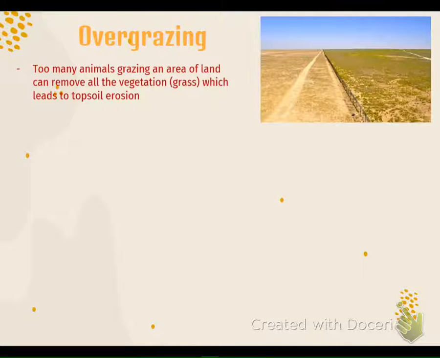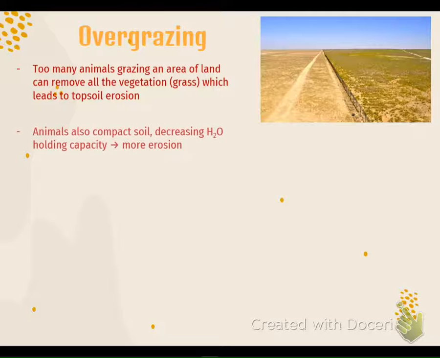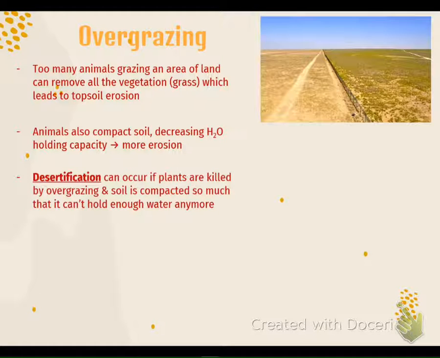However, we can get overgrazing if we have too many animals there. They will remove all the vegetation, which leads to topsoil erosion, the tragedy of the commons. Animals walking over the land can also compact the soil, which will decrease water holding capacity and lead to more erosion. If too many plants are eaten, it can lead to the formation of a desert, called desertification. And if the soil is too compact, water won't go in.